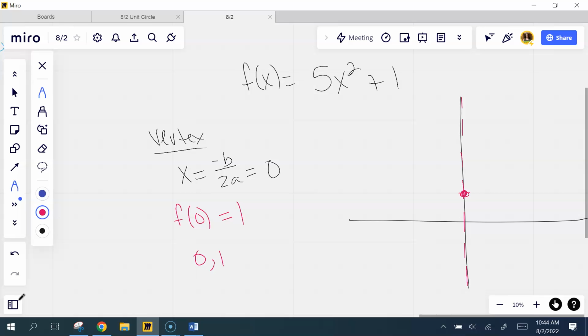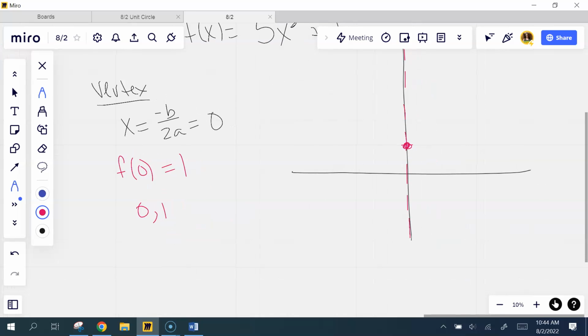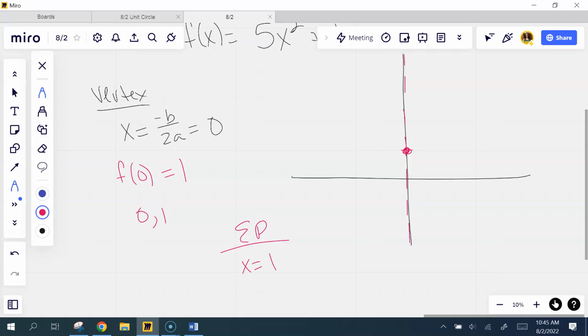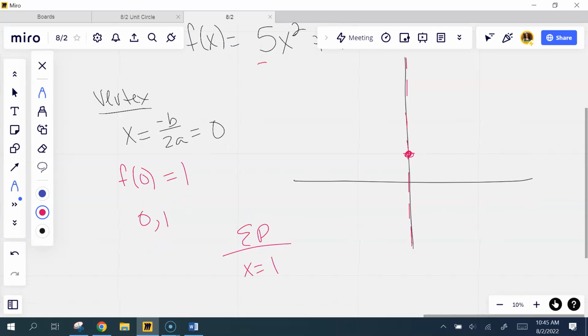So give me another good easy point. Maybe 1. I'm going to just say easy. You were trying to give me a good example of why we should do that. How do we know f of 0 equals 1? Plug it in. I'm sorry, I didn't show that. 5 times 0 squared, plus 1. Oh. Wait, where's the line?